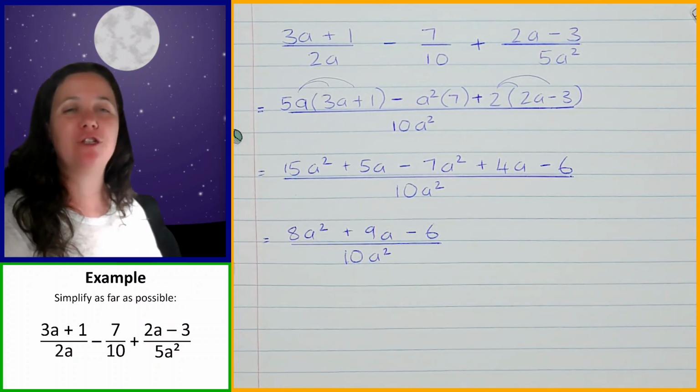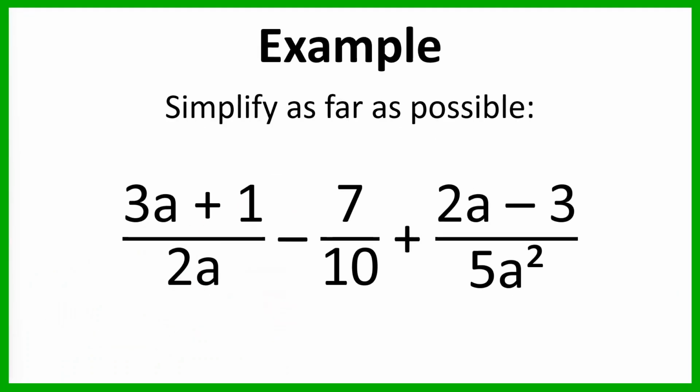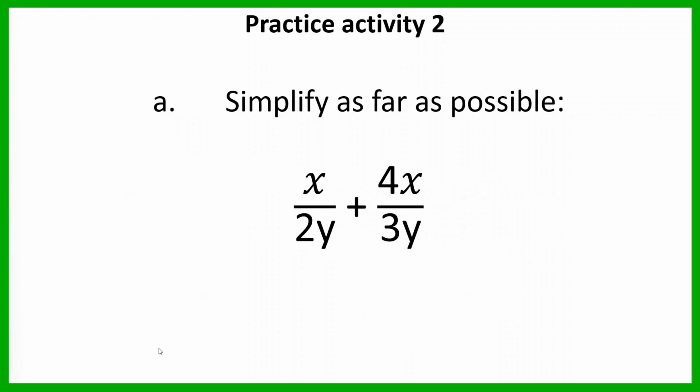Okay, so now I'm going to give you a few that you're going to do for yourself. Here's the first one that you're going to do. You've got x over 2y plus 4x over 3y. I'm going to give you 1 minute to simplify this as far as possible.